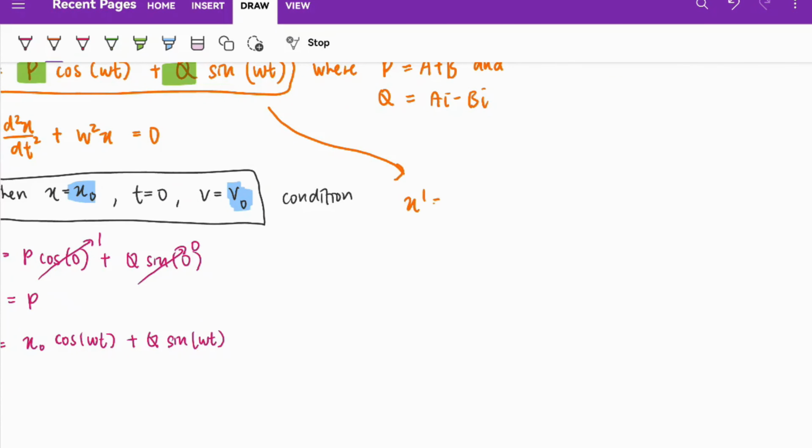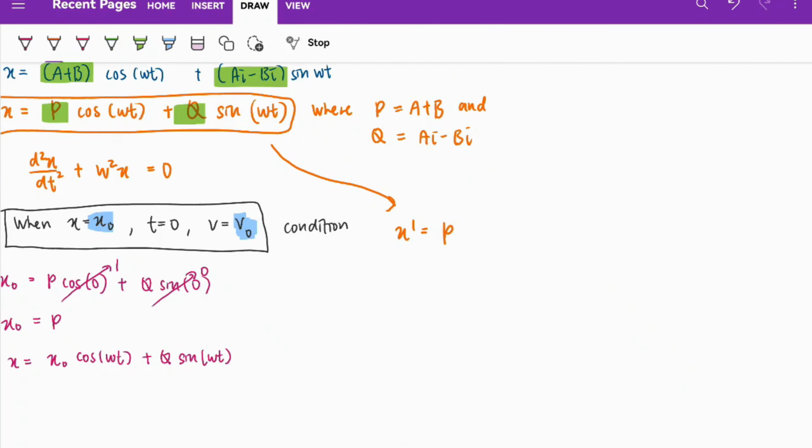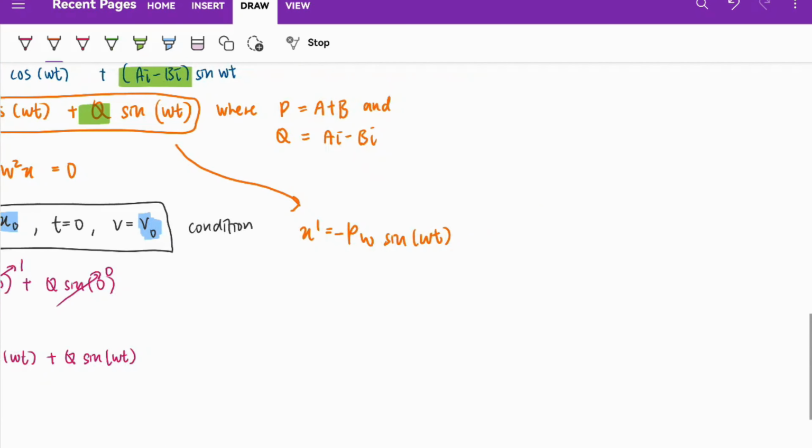X prime equals negative P omega sine omega t. Remember, because you differentiate cos, you get negative sine omega t. Differentiate the one in bracket, you get omega. Okay. Plus Q omega cos omega t.